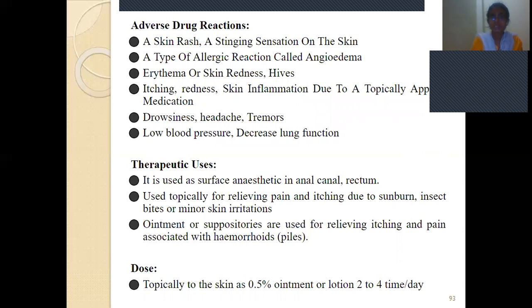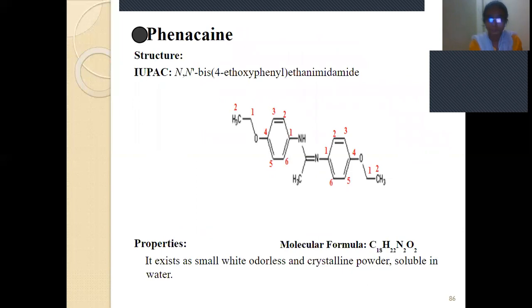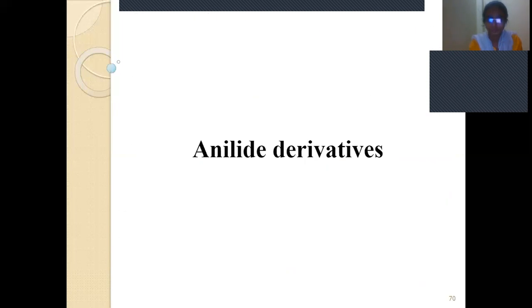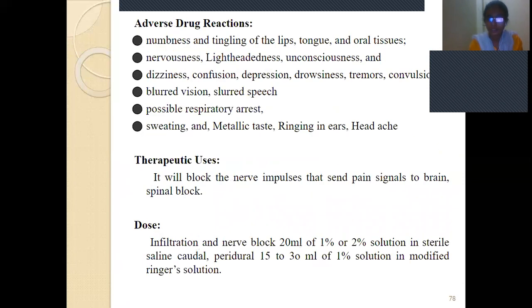So these are the drugs which come under local anesthetics. What we have discussed till now are the amino benzoic acid derivatives, para amino benzoic acid derivatives, anilide derivatives, and miscellaneous drugs.